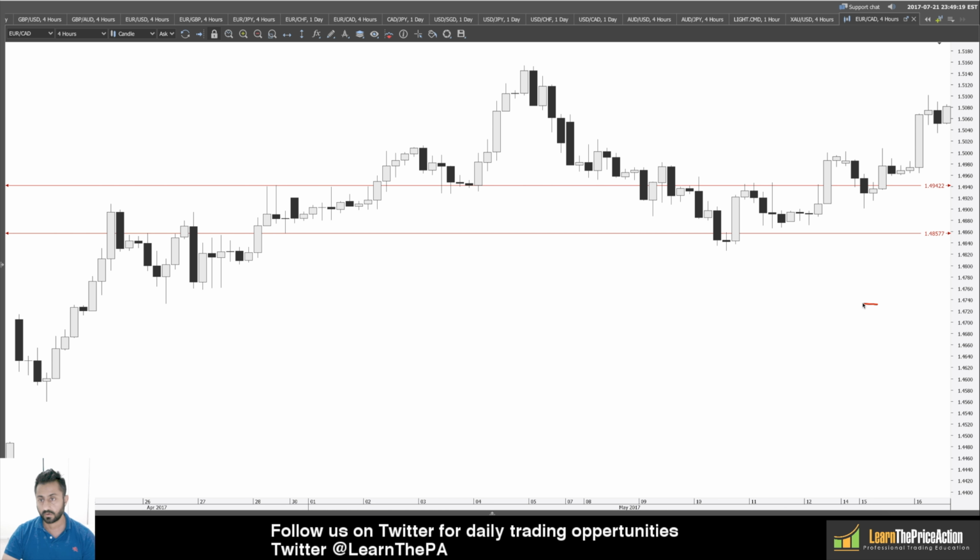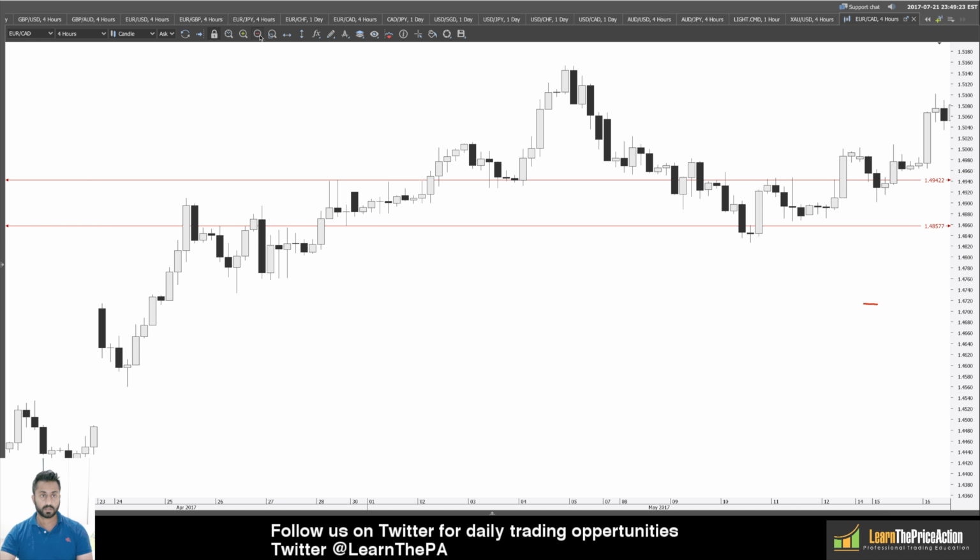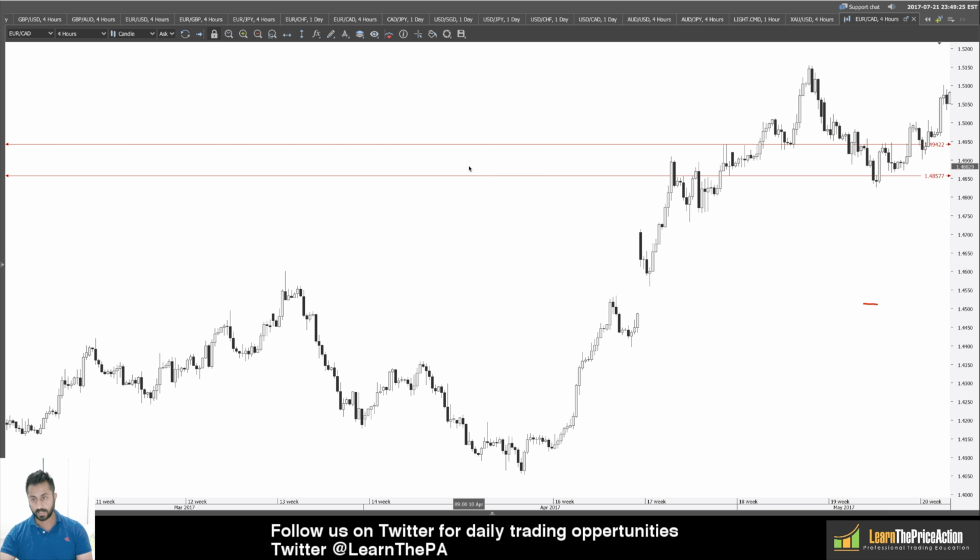Okay, so I hope you guys understand how to draw support and resistance. This is an extremely powerful concept, but a lot of people don't understand how to draw support and resistance.